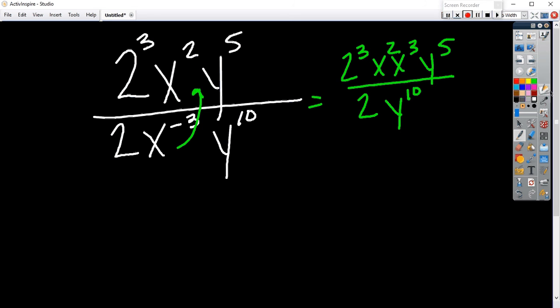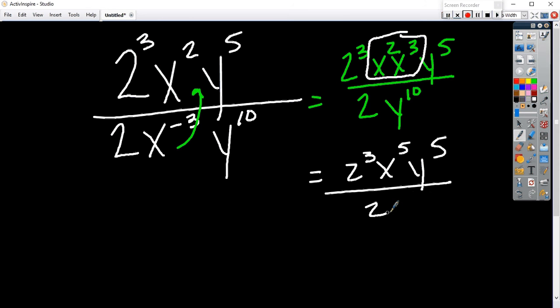Close. All right, combine the x's. We'll talk about the 2's in just a second. So I've got 2 to the 3rd x to the what? 5th, y to the 5th. Now, somebody said the 2's cancel. Look closely at the 2's and tell me what happens with those 2's.